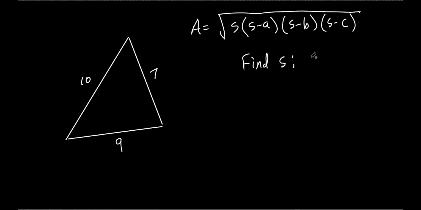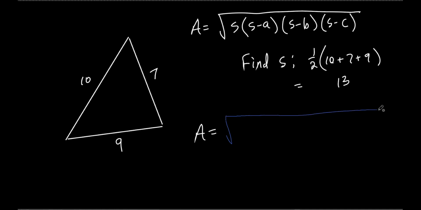So how do I find S? It's half of the perimeter. So how do I find the perimeter? Add them all up. Okay? And I get 26. Take half of 26 and it's 13. Now I'm ready to apply the formula.